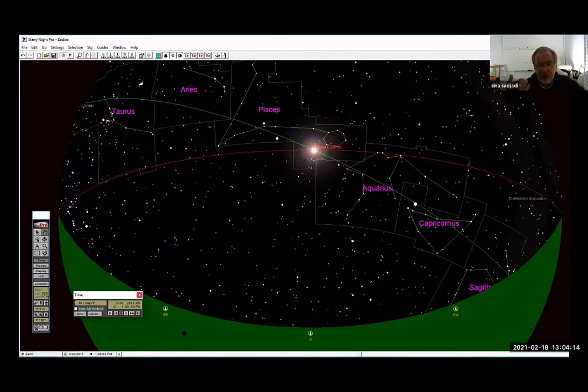So why do we see what we see? It's our vantage point from the Earth. What you're looking at is the way we see the sun during the year. So sometimes the sun is above the celestial equator, sometimes the sun is below the celestial equator, and so on.